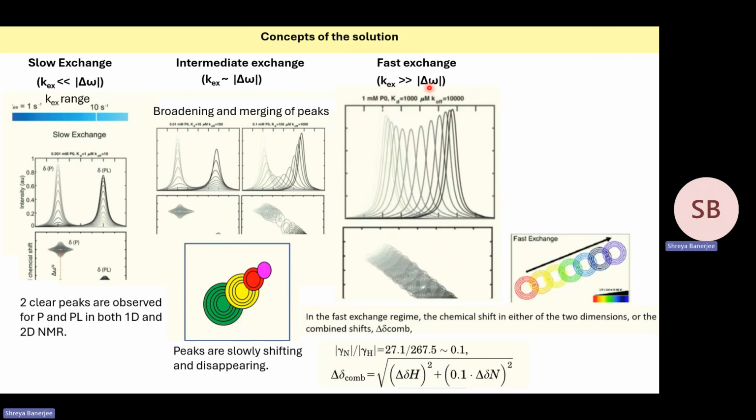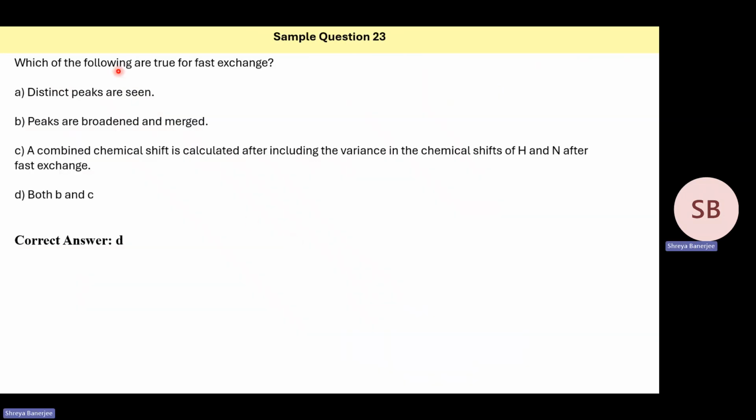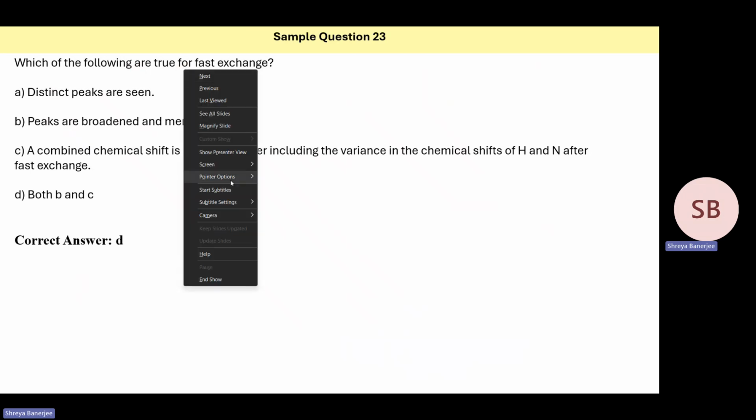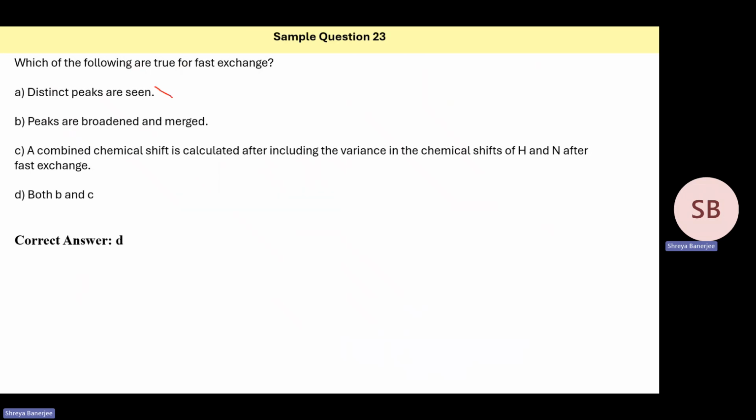And in fast exchange, where the exchange rate is much higher than the frequency difference of the two peaks, you will not be able to distinguish any peak. It will just be a blur like this, both in 1D and 2D spectra. So which of the following is true for fast exchange? This is false. You cannot see distinct peaks. This is true. Peaks are broadened and merged.